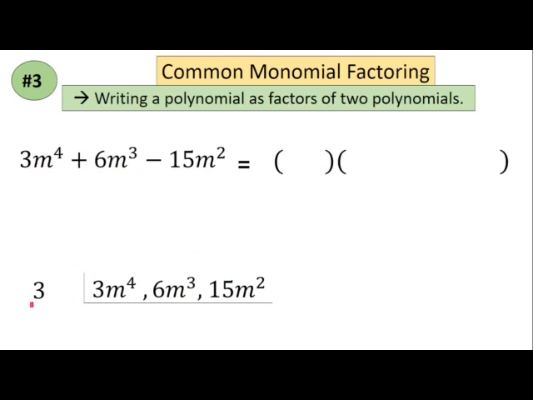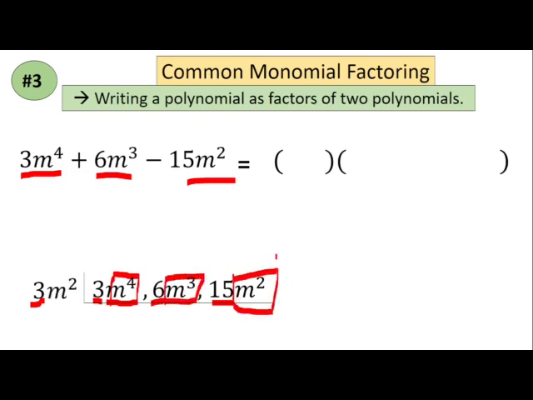Then after, with the numbers, tignan mo yung mga letters. Tignan mo yung mga terms. May pare-pareho ba silang variable? Meron. So, M, matik na yan. Pero ang tanong, ano yung pinakamaliit sa mga tatlong to? Yun yung ating magiging kasama ng ating constant GCF. Will be 3m squared. Huwag nyo nang pahirapan yung sarili ninyo.